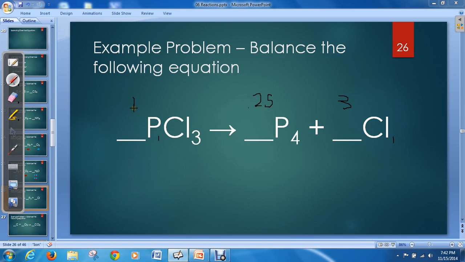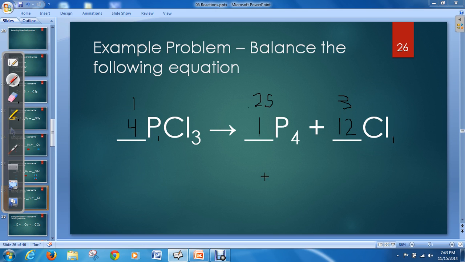Okay, so 1 times 4 is going to be 4. 0.25 times 4 is going to be 1. And 3 times 4 is going to be 12. Okay, so there you go. That's our balanced equation. 4, 1, 12.